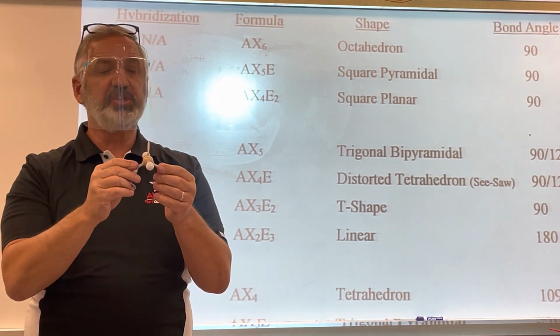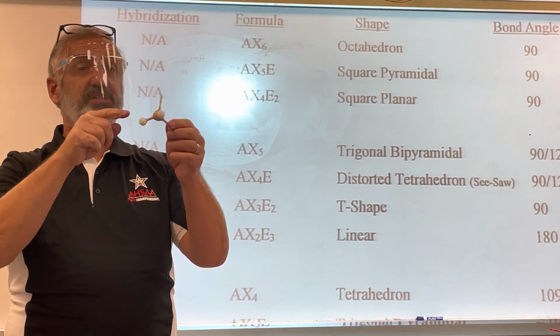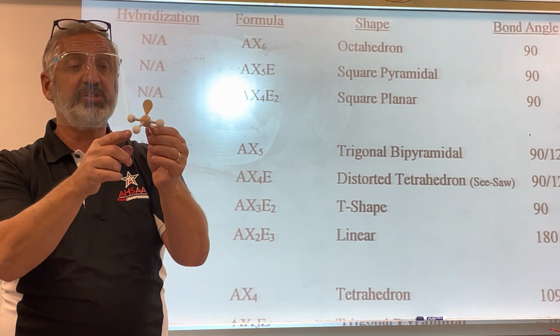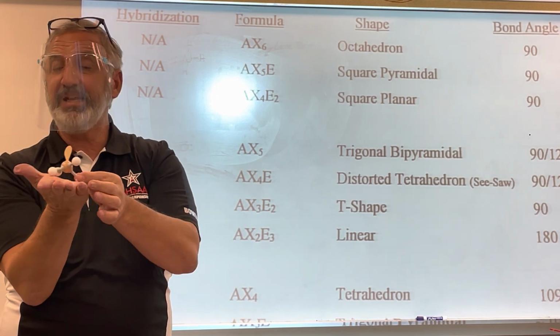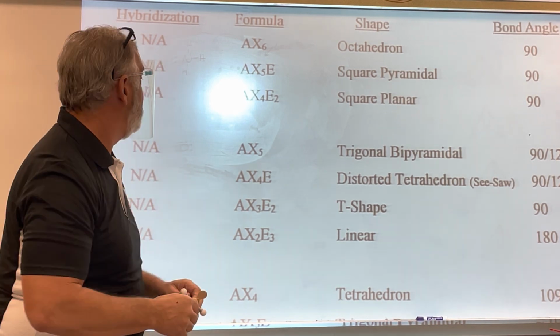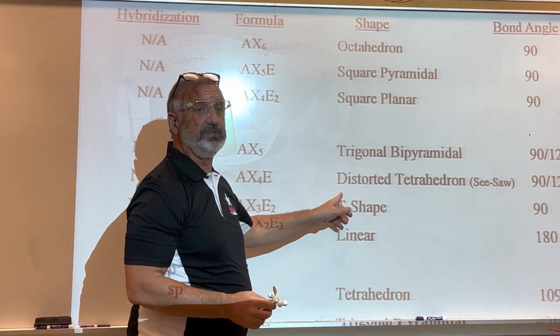So now we go with the shape of the molecule. Now notice the electrons are still in trigonal bipyramidal. Well, one's a lone pair, so now when we say the shape, this really isn't any shape at all. Okay? So they made one up, and they call it a distorted tetrahedron.